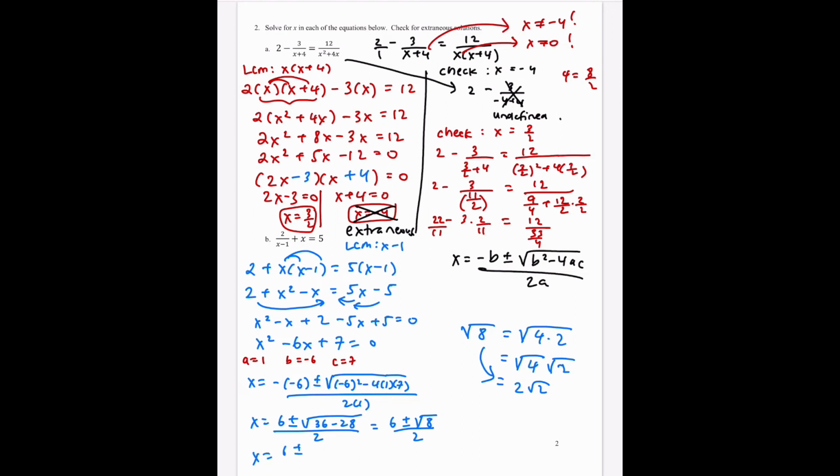So you'll see that the answer is going to be 6 plus or minus 2 root 2, over 2. If you split that up, 6 divided by 2 is 3, and essentially the 2s cancel out. So it'll just be 3 plus or minus root 2. Those are your answers.